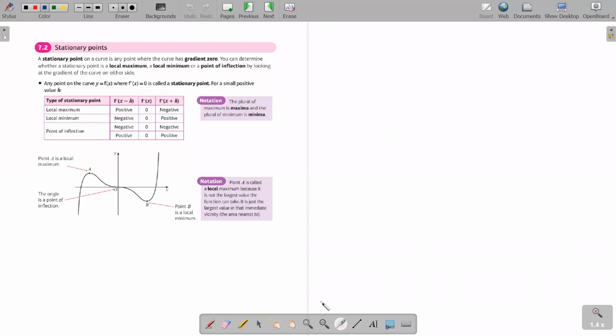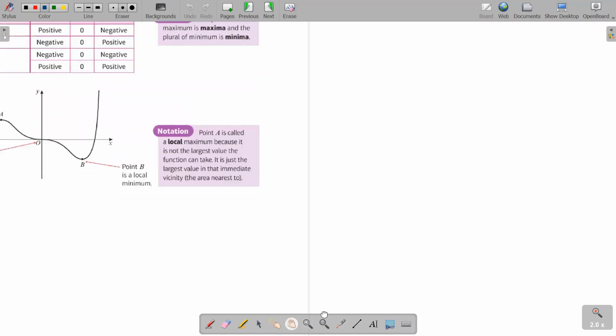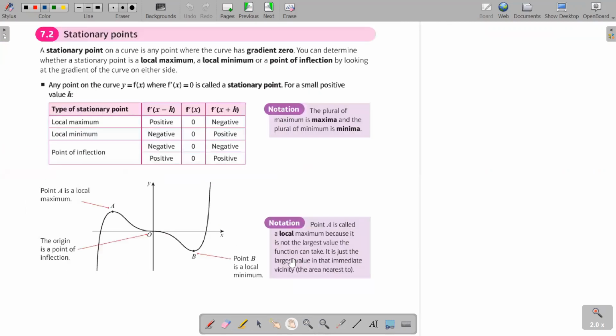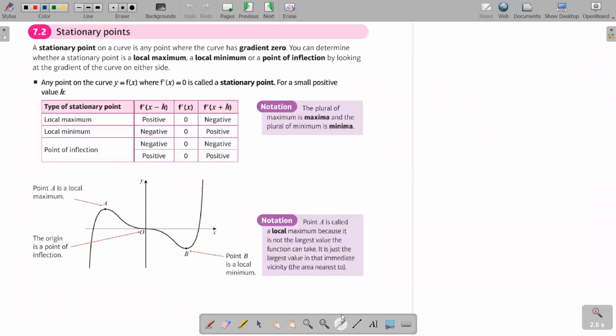Okay, so now we'll move on to the next part of our lesson, stationary points. So write the topic: stationary point. This is again something that you are familiar with from your O levels. A stationary point on a curve is any point where the curve has gradient 0. What is special about a stationary point? The gradient is basically 0.